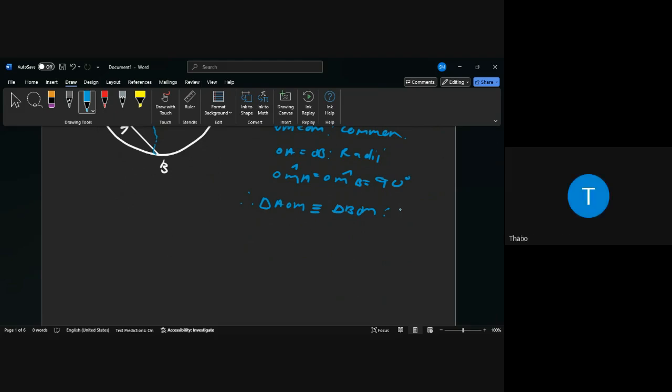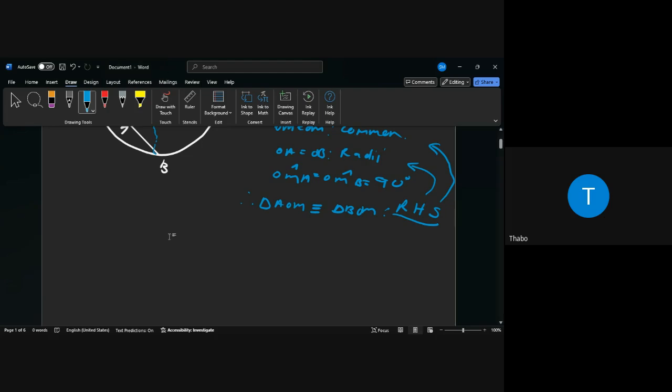RHS. Right angle, hypotenuse, and side. Now, where's the right angle part? It's the 90 degrees. Where's the hypotenuse? It's the radius. Where's the side part? It's the common side. Then indeed our condition is satisfied.